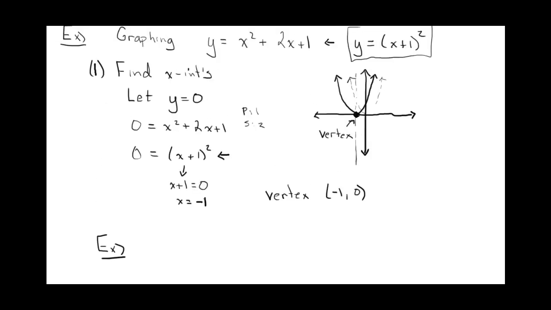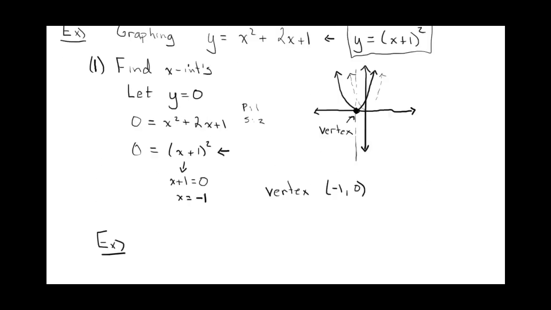If you do get the one x-intercept, you won't follow the same procedure. You just use vertex form in that case, because vertex form shows up very easily.